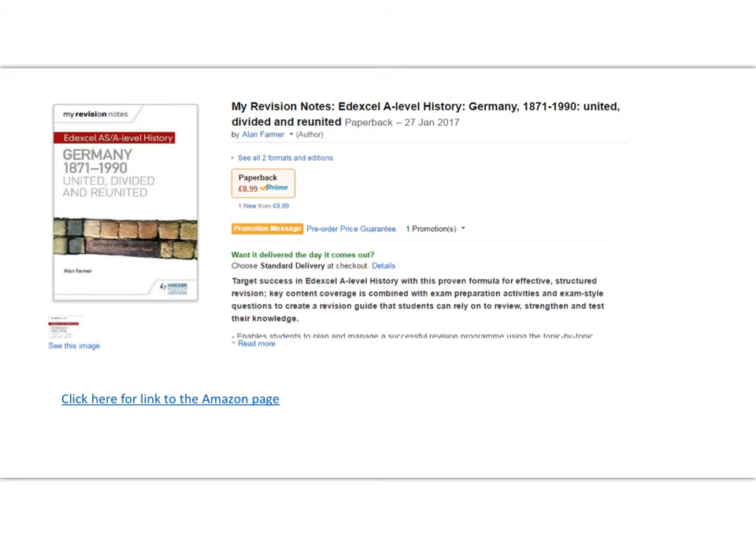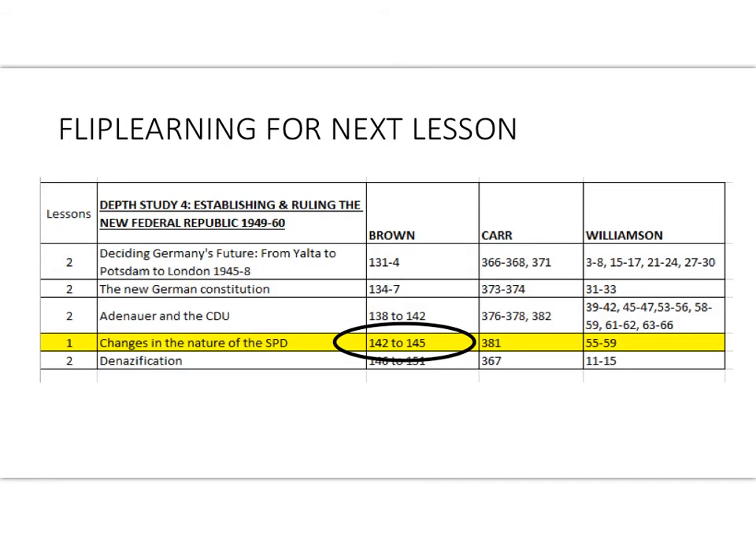Just a reminder there, the revision guide, which I have asked you, and I know you have all responded and said you've all got your copy of the revision guide. That's relevant. Flip learning for next lesson.